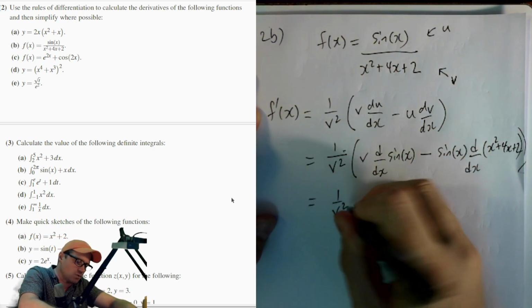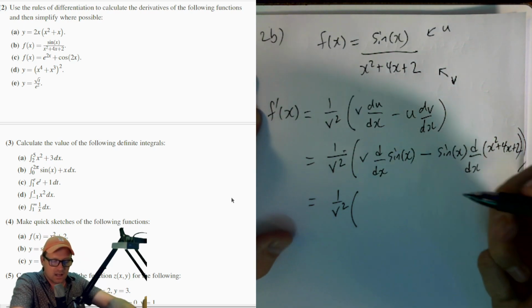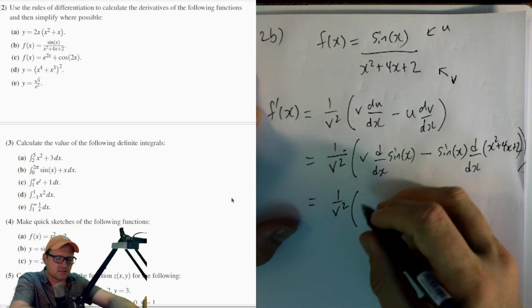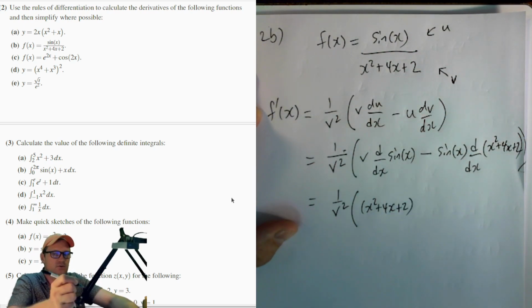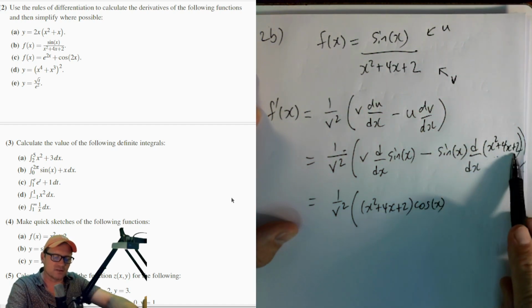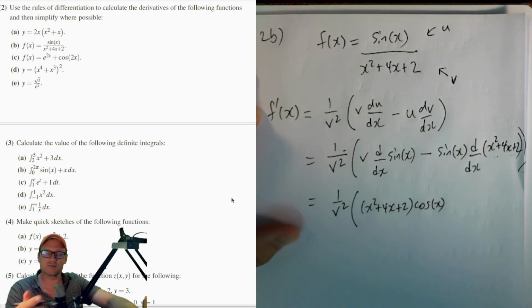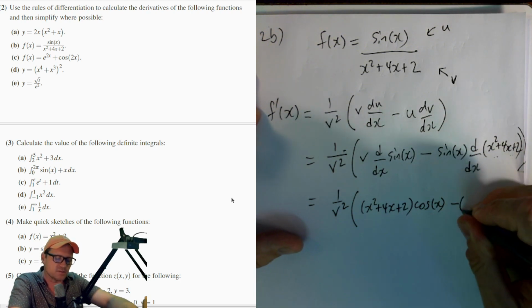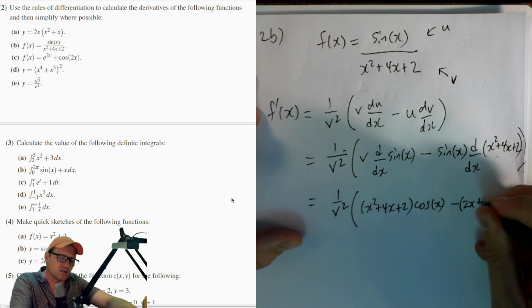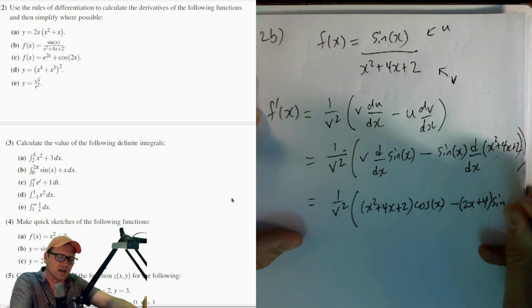Again, let's write 1 on v squared until we get to the last line. Okay, now v is that polynomial, the derivative of sine is cos, and then the derivative of x squared plus 4x plus 2 is 2x plus 4. So minus, let's put the polynomial in front, 2x plus 4, and then we have sine of x.